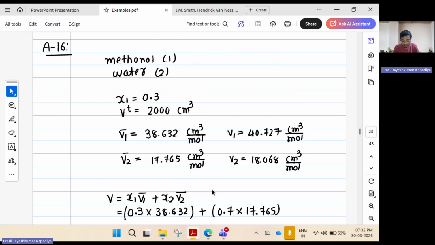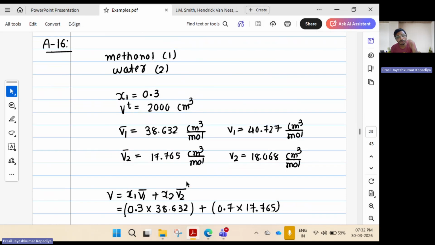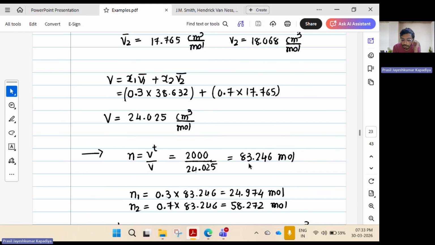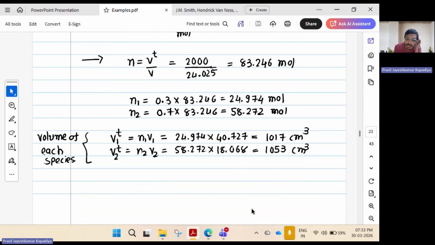What we did first: when I add one droplet of water into a large quantity of methanol, the volume change is not 18 cc per mole, but something like 14 cc per mole. That concept is used here. Based on the partial molar volumes given to us, we can find the volume formed per mole. From that we can find the total moles, and from total moles the individual moles, and when we multiply those with the pure volumes, we find the pure volume required for each component.